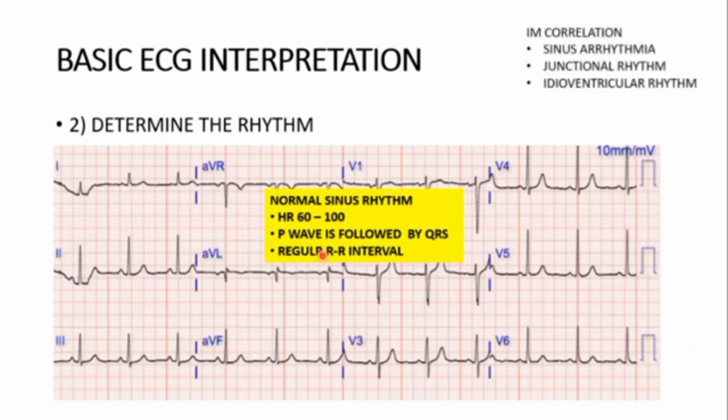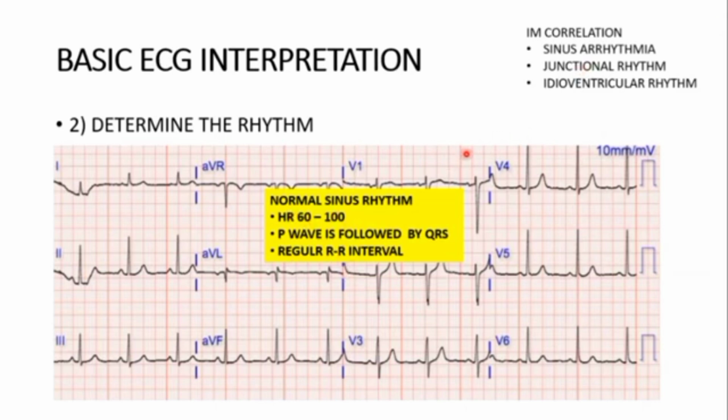If there are some pathologies, you can have sinus arrhythmias, junctional rhythms, idioventricular rhythms. These are rhythms originating from somewhere else, not in the SA node. There can be rhythms starting from the AV node and bundle of His. Those are the abnormal rhythms. This is the criteria for normal sinus rhythm.